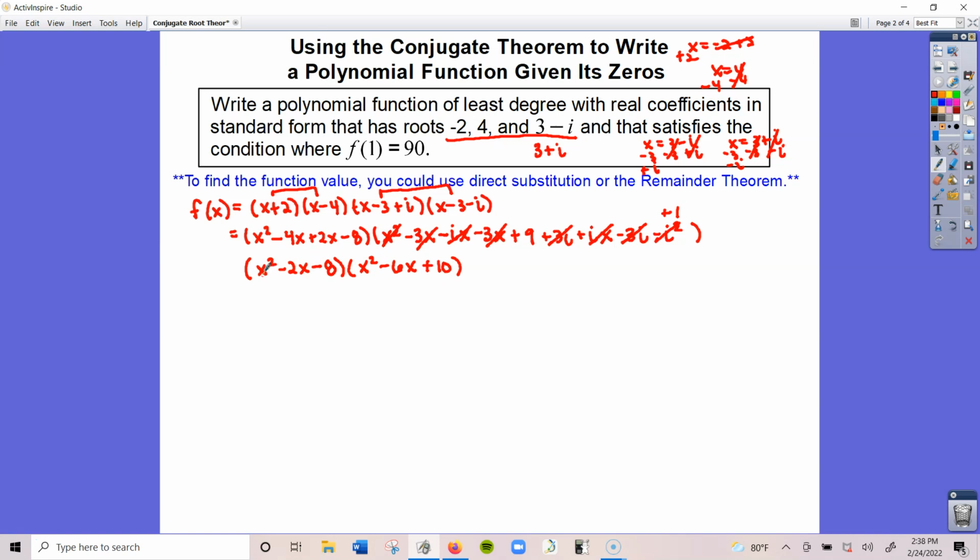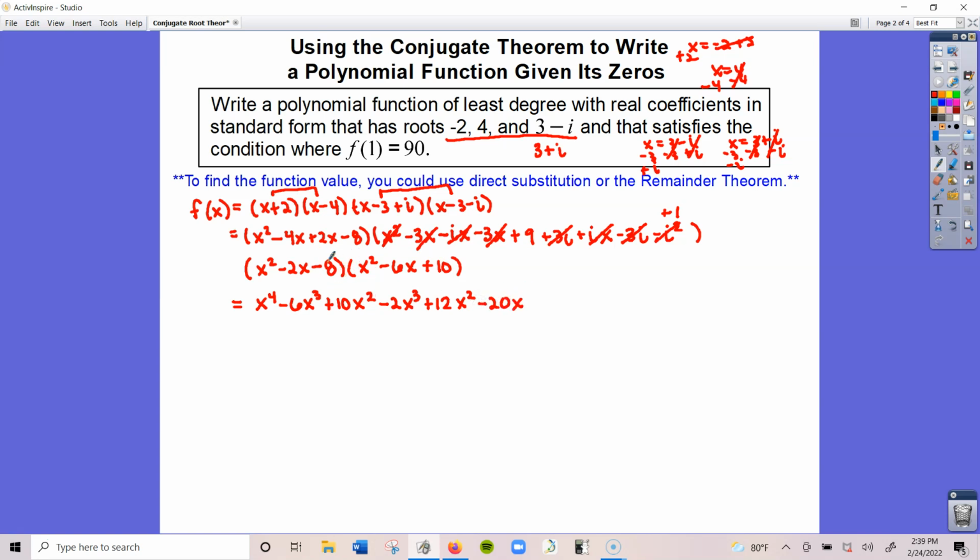Now we're going to go ahead and distribute this to get our final polynomial. So x squared times x squared is x to the 4th. x squared times negative 6x is negative 6x to the 3rd. x squared times 10 is plus 10x squared. Now distributing the negative 2x. Negative 2x times x squared is negative 2x to the 3rd. Negative 2x times negative 6x is a positive 12x squared. And negative 2x times 10 is negative 20x.